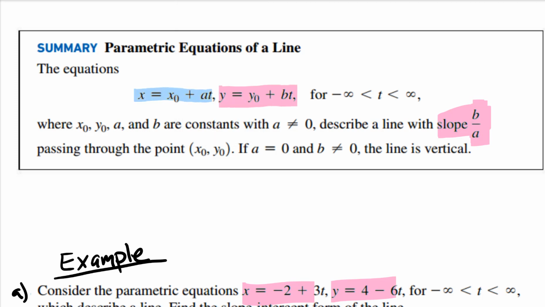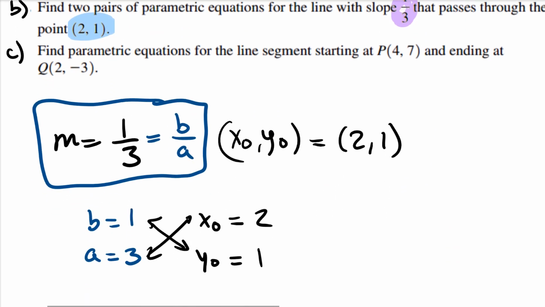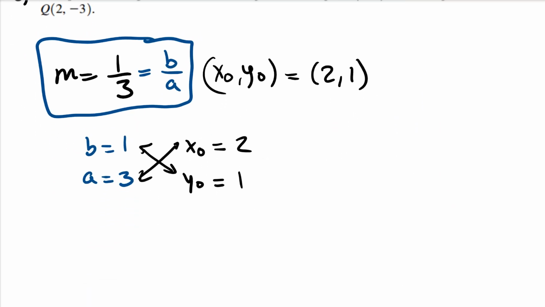B goes with y. All right, so I guess let's just set them up. We can say x is equal to our x naught, so we have it this way, plus at. Then we're going to have y is equal to y naught plus bt. Just place things where they go.